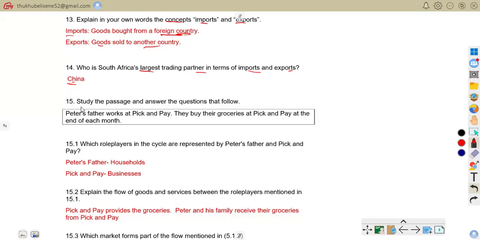1.5 says study the passage and answer the questions that follow. Peter's father works at Pick n Pay. They buy the groceries at Pick n Pay at the end of the month. Which role players in the cycle are represented by Peter's father and Pick n Pay? Peter's father is a household. Pick n Pay is a business. So he's a household who works at Pick n Pay, and he also buys from Pick n Pay. Pick n Pay, we know very well, is a business.